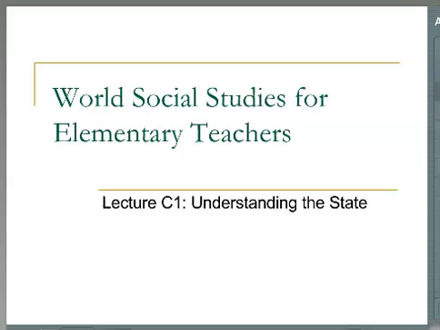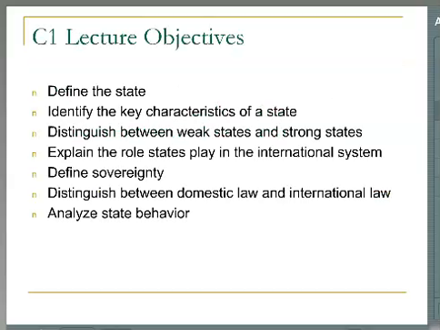This is the beginning lecture to the section on the development of the international system. How did the world get to look like the way it looks now? The key objectives for this lecture are to understand what the state is, what a sovereign state is, what sets the state apart from other institutions in society. You'll also be able to do the objectives listed on this slide as a result of listening to this presentation.